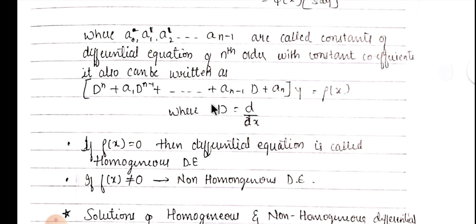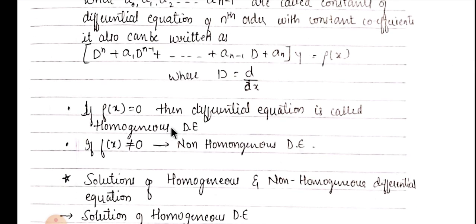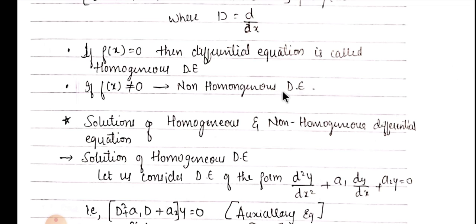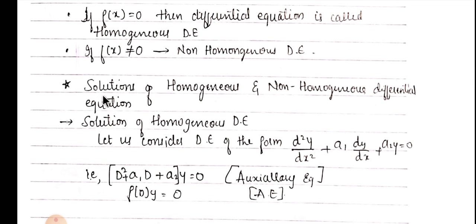Here we have to note that if p of x is equal to 0, that is, when the RHS is equal to 0, then that differential equation is called a homogeneous differential equation. If the RHS is not equal to 0, then it is called a non-homogeneous differential equation. Now we look into the solutions of homogeneous and non-homogeneous differential equations.